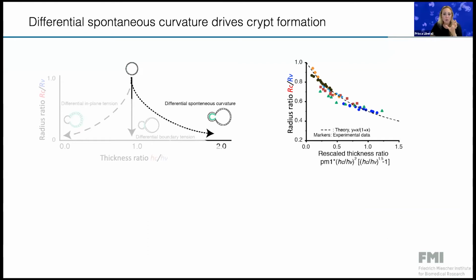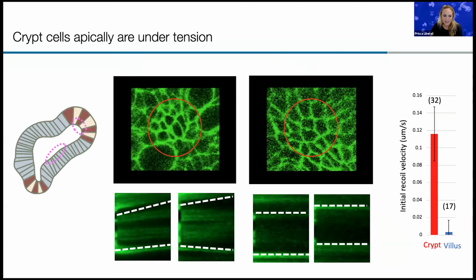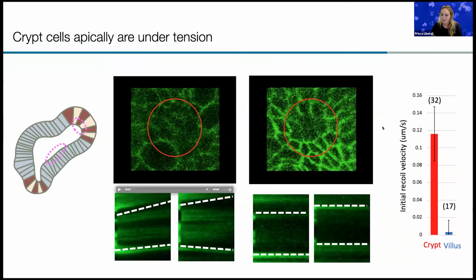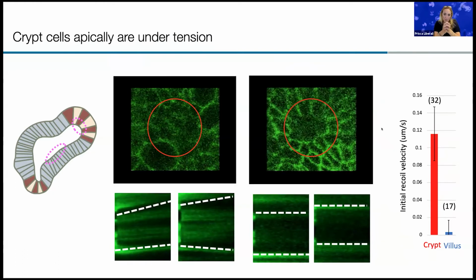So for this reason, we also wanted to measure these aspects, and I'll go back quite fast on the measurement. What we were able to measure, on one side, is the cell's tension on the apical side with laser ablation that is done both on the crypt and on the villus area. And as you can see here, the initial recoil, so how fast the tissue opens up when you do the ablation, is much higher on the apical side of the crypt. That means that the crypt cells are apically under tension.